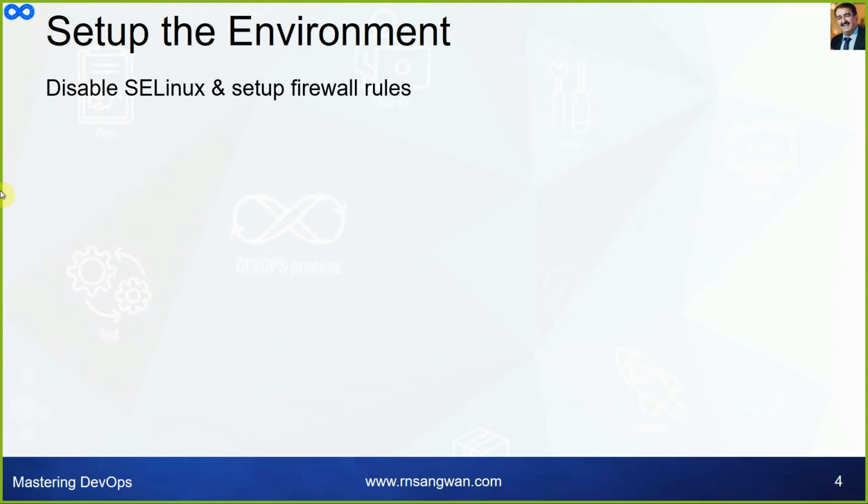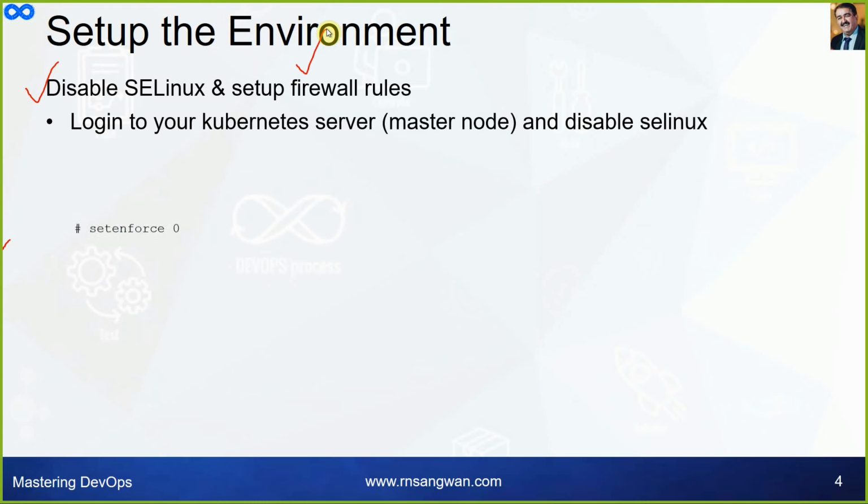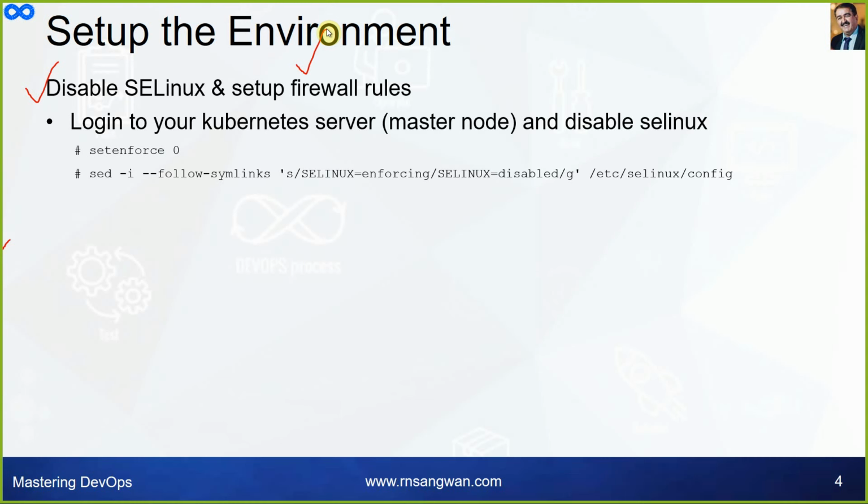Setting up the environment: disable SELinux and set up the firewall rules. So log into the server. As I explained yesterday, my SELinux is already disabled, and that is disabled in the /etc/selinux/config file. If not, you can directly execute this command. To disable it in the current session, you can execute this command. So sed, the stream editor, with case-insensitive, follow symbolic link, and substitute SELINUX=enforcing with SELINUX=disabled globally in this file.